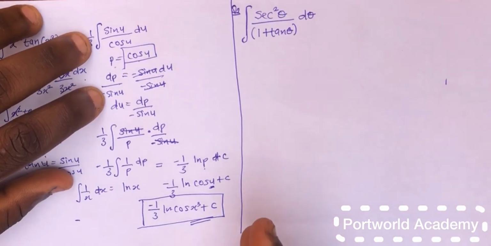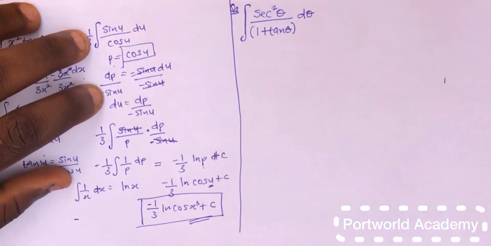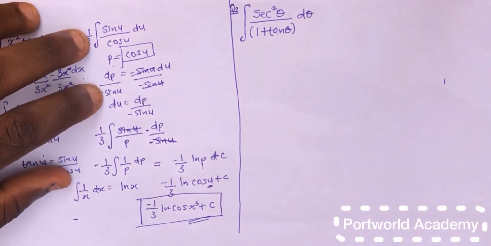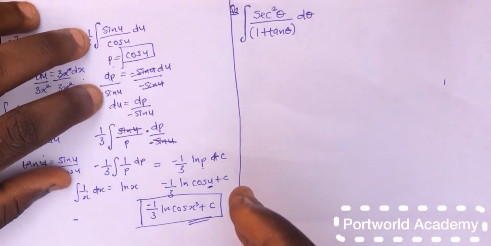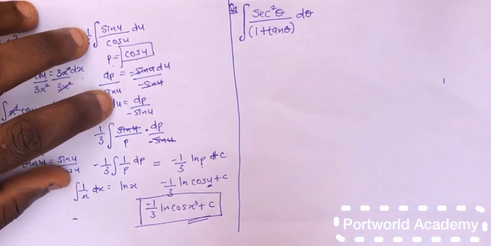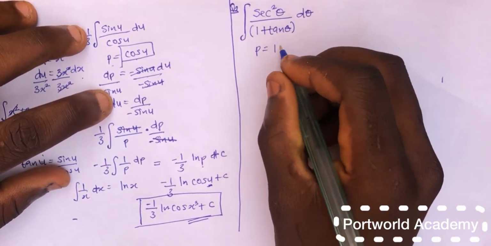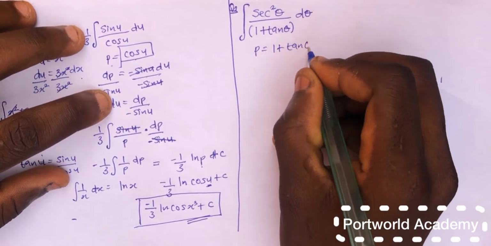So let's take a look at another integral question I'm having here with me. I have the integral of sec squared theta over 1 plus tan theta d theta, right? We can also use the same method to solve this kind of integral question, right? So we can say let p equal 1 plus tan theta.